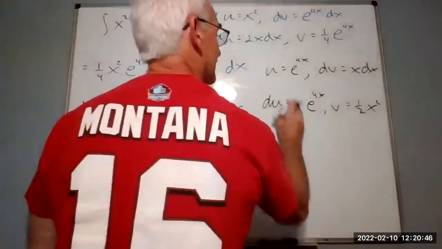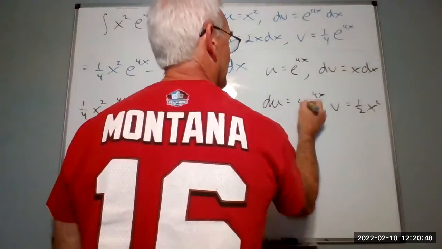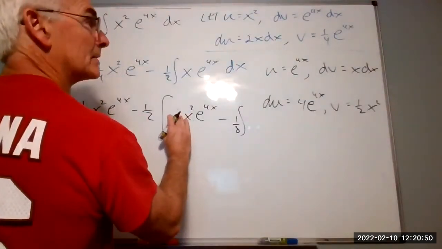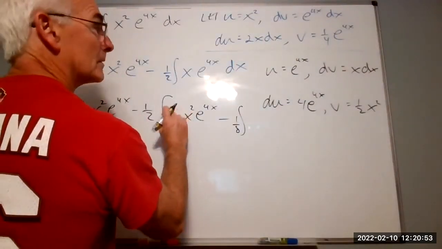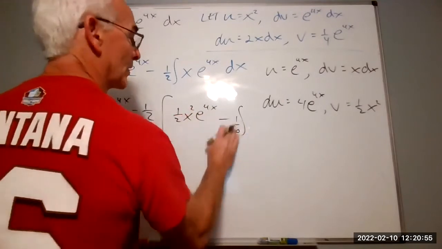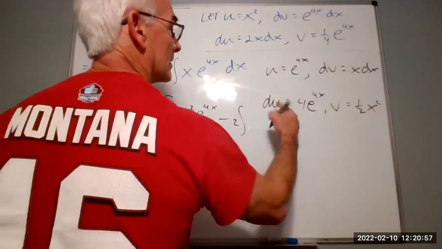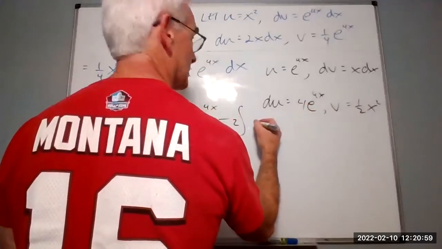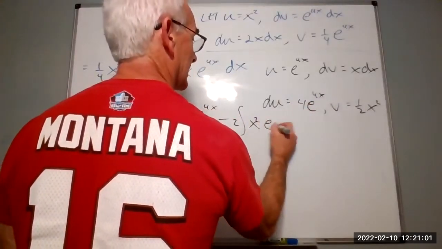Oh, I'm sorry. Oh, my bad. That should be a 4. Ah, look at that. That looked weird to me. So uv minus, oh, here we go. There we go. And then v du should be 2x squared e to the 4x.